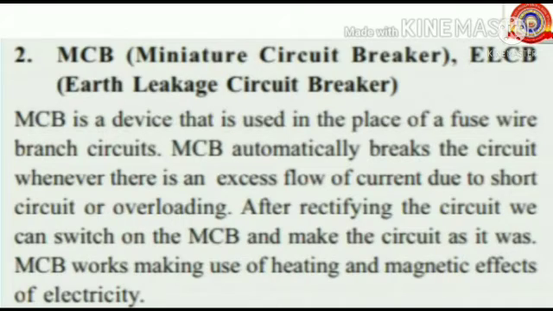Let's see. MCB is a device that is used in the place of a fuse wire in branch circuit, that is in parallel circuit. MCB automatically breaks the circuit whenever there is an excess flow of current due to short circuit or overloading. After rectifying the circuit, that means after correcting the complaints in the circuit, we can switch on the MCB and make the circuit as it was. And MCB works making use of heating and magnetic effects of electricity.